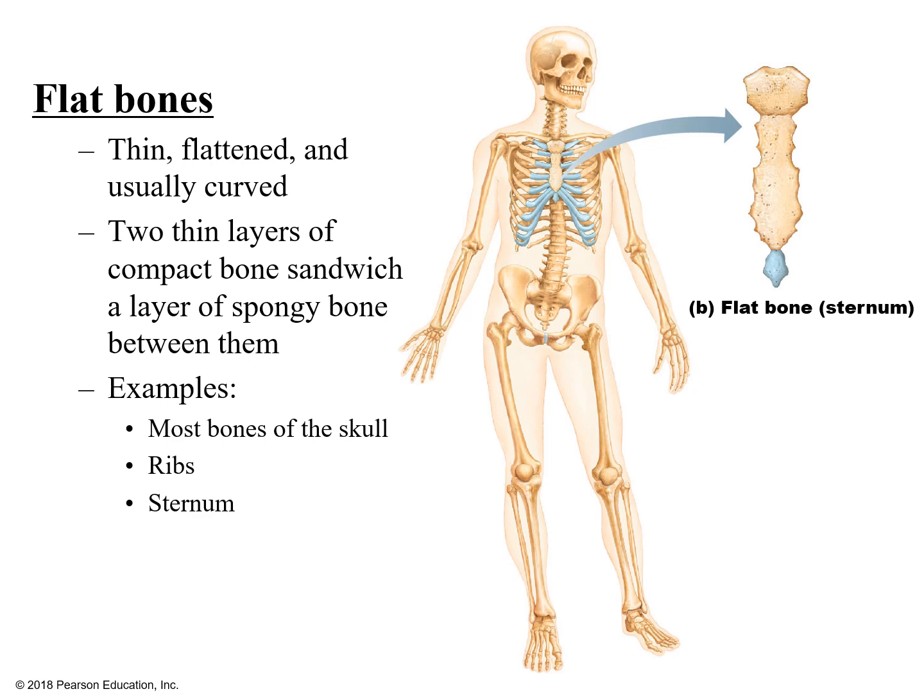Flat bones are thin, flattened, and usually curved. They have two thin layers of compact bone between a layer of spongy bone. The bones of the skull, ribs, and sternum are all flat bones.